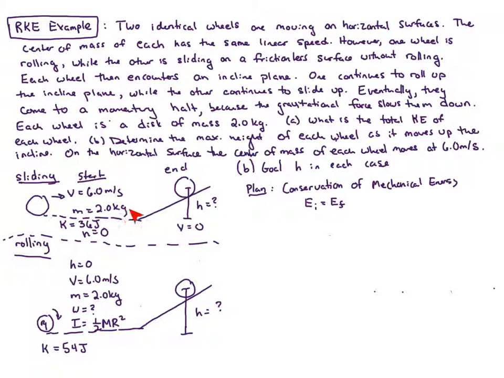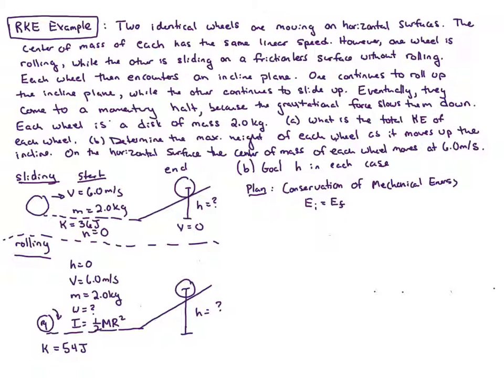Similarly, this one was a sliding one. We've slid up to the final height here where velocity is 0. And here we're rolling along, and we roll up to a different final height where velocity is 0. My plan here is actually conservation of mechanical energy, because in the energy story, down here, whether I'm rolling or sliding, I have some kinetic energy, and that kinetic energy gets transformed into gravitational potential energy as the ball or the disc rolls up the hill.